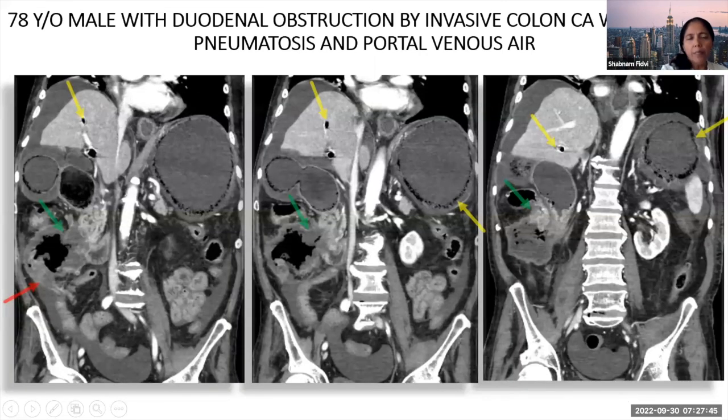Same patient showing malignant gastroduodenal obstruction. Again, the patient's primary right colon cancer is shown by the red arrows. This contiguously invades the duodenum, depicted by the green arrows, causing a duodenal obstruction. And subsequently, there's significant gastric distension with fluid, gas within the wall of the stomach, indicating gastric mural ischemia, the so-called gastric pneumatosis, and portal venous gas.